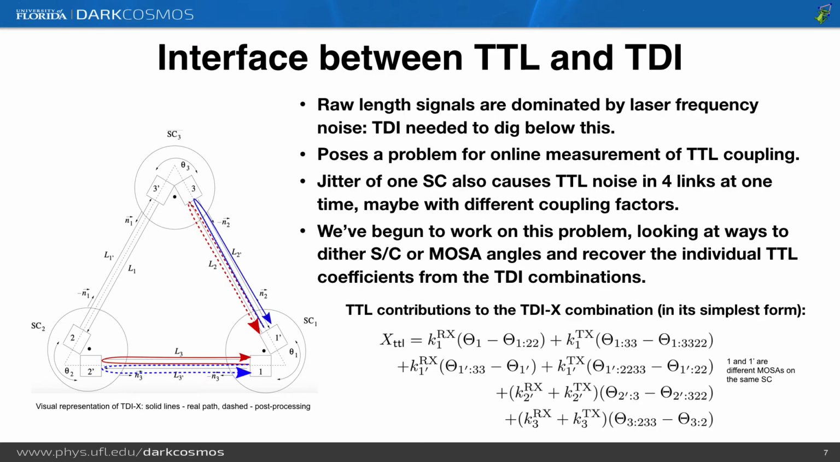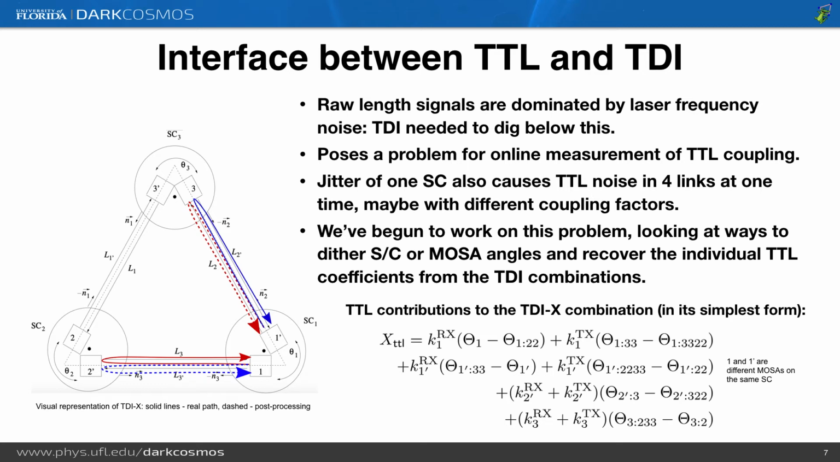Another major difference between LIGO and LISA is that in LISA we don't have immediate access to the length measurement. In its raw form, the length measurement is completely swamped by laser frequency noise. Only after making the right time-delay-interferometry, or TDI, combinations do we get access to that length signal. This poses a real challenge for calibrating the TTL coupling to determine in which direction, and by how far, to move any active alignment components. The problem is compounded by the fact that the jitter of any one spacecraft affects 4 laser links simultaneously, potentially with completely different couplings to length in each case.